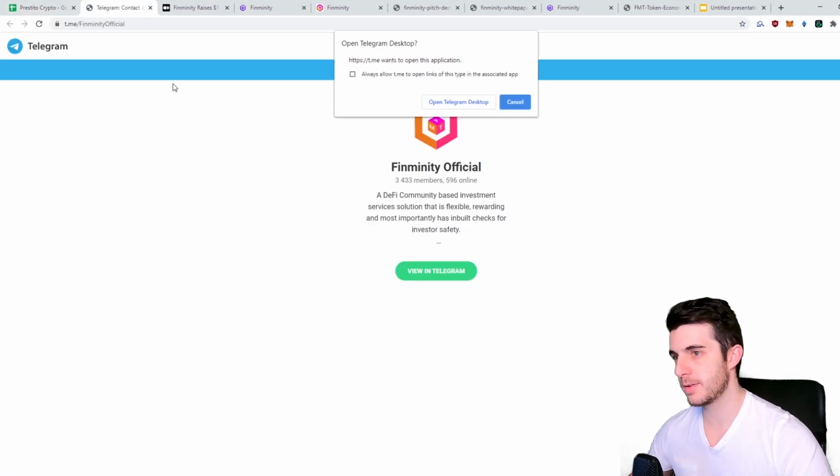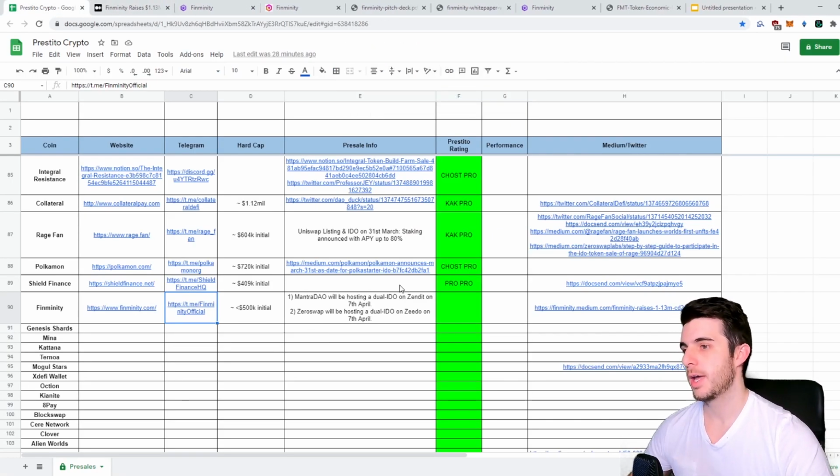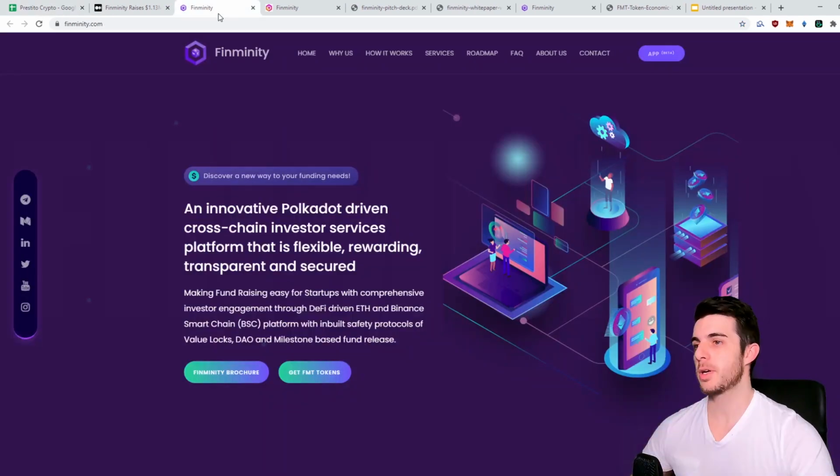So in terms of their Telegram, they've got 3,500, 600 online, which isn't that much. And I'm sure that's going to build up a lot more as time goes by towards their public sales. So now let's have a look at their website and what they're all about.